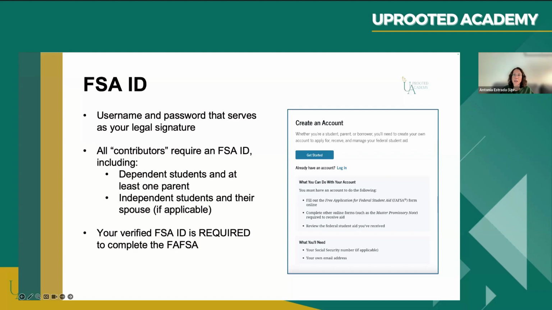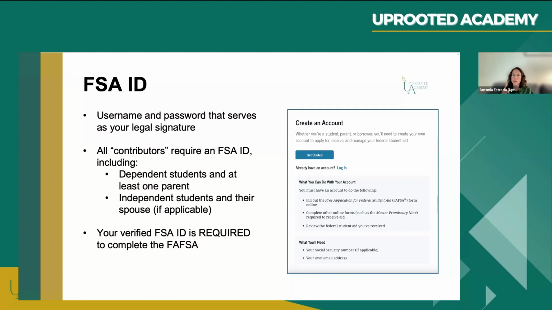Dependent students, in most cases, will need at least one parent to be a contributor, depending on marital and tax filing status. To create an FSA ID, you would go to studentaid.gov. You see here the screenshot where it says create account. You would click on get started, and then go ahead and fill out the information to create that username and password.